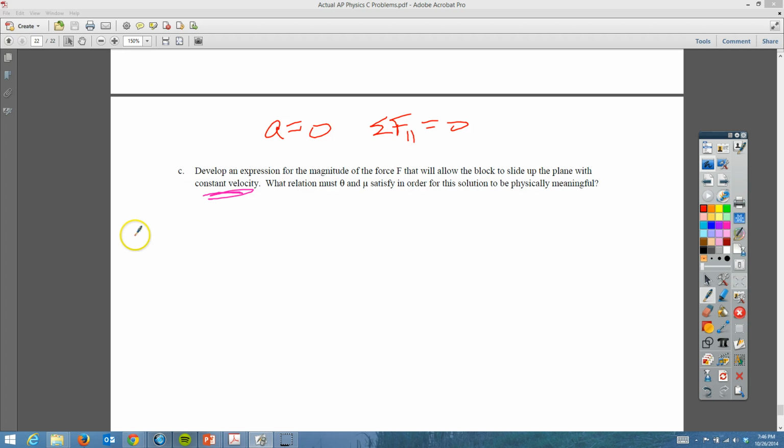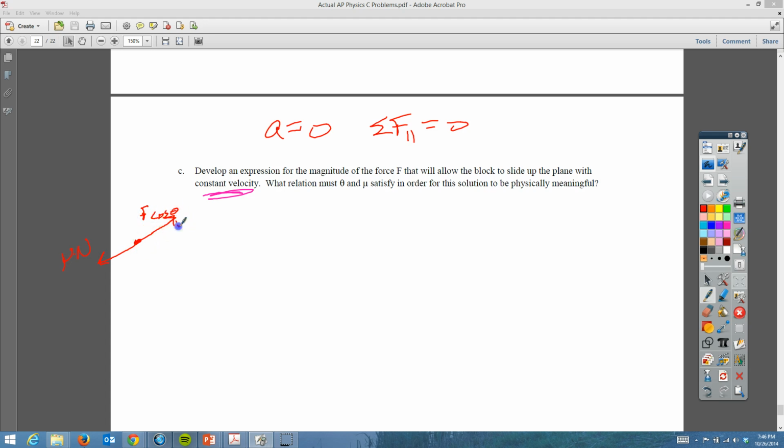So if we go back and we pull in that drawing that we had again, we've got mu N going in this direction. We know that in this direction we have, this side was F cosine of the angle.